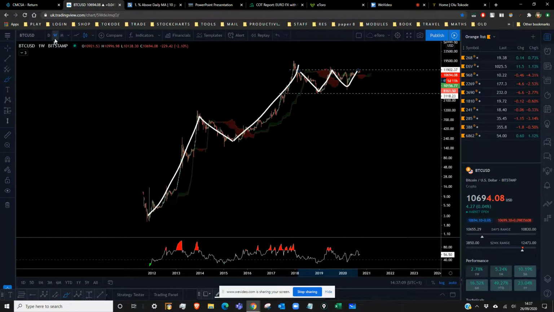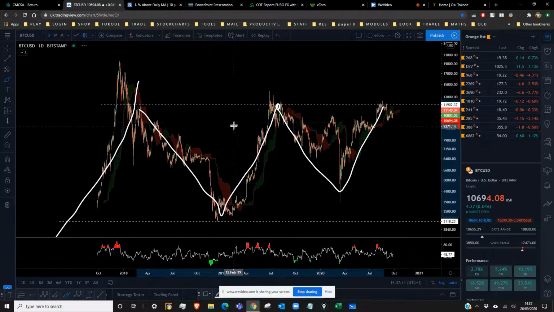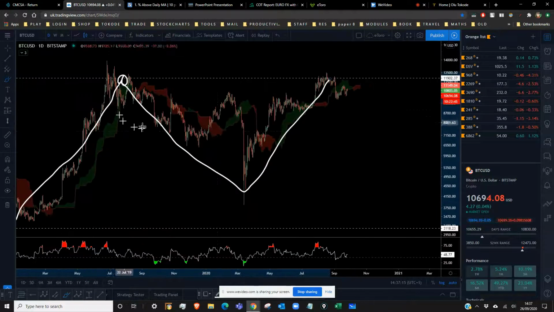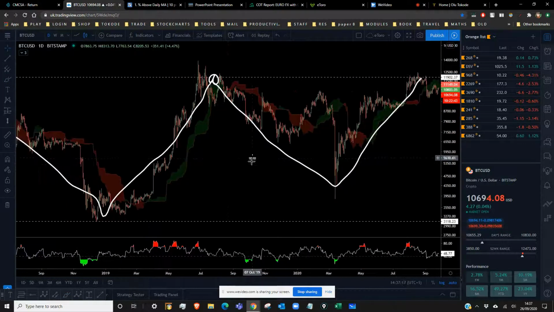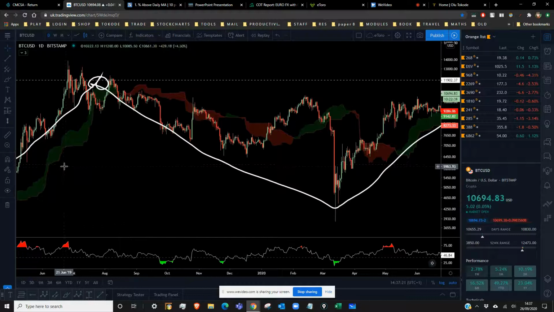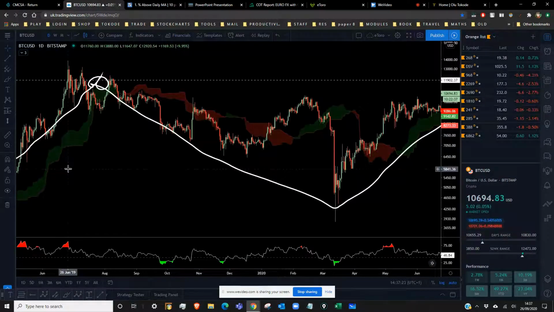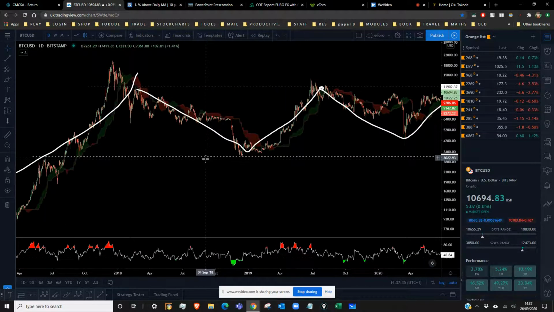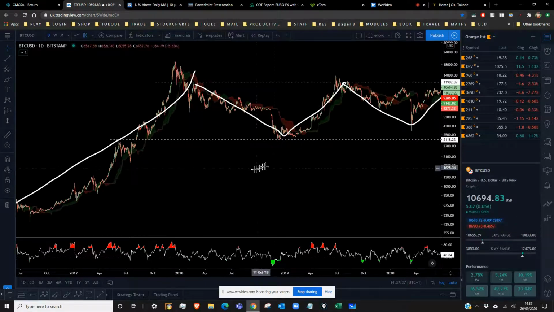Maybe it has. Let me go to the daily chart and see what that looks like. Okay, so we had that candle back on June 27th, where price closed at 12,000. So that's the highest Bitcoin has been since 2018. So we're just in a range.